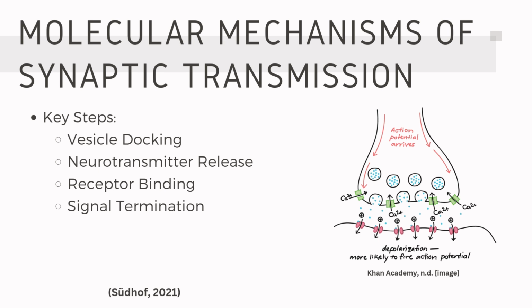Synaptic vesicles position themselves at the presynaptic membrane. When an action potential reaches the axon terminal, calcium influx triggers vesicle fusion, and it triggers the release of neurotransmitters across the synaptic cleft. Neurotransmitters bind to postsynaptic receptors, initiating a response. Then, neurotransmitters are removed by reuptake or enzymatic breakdown.